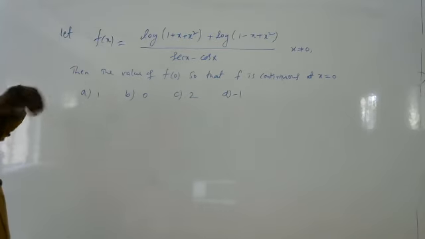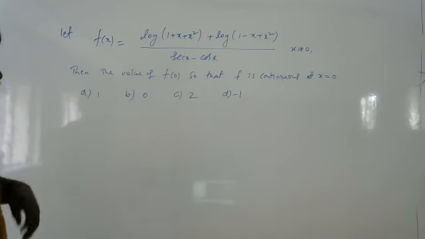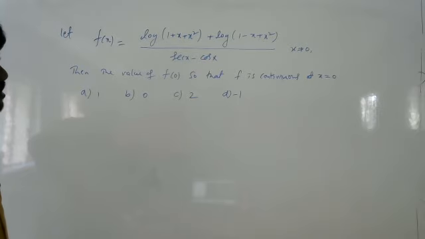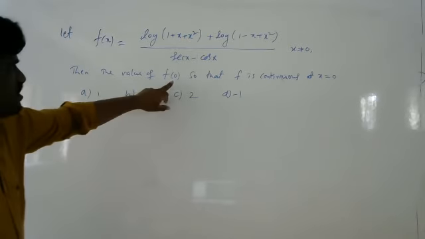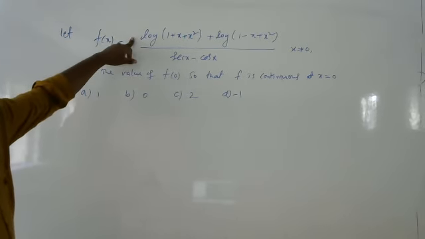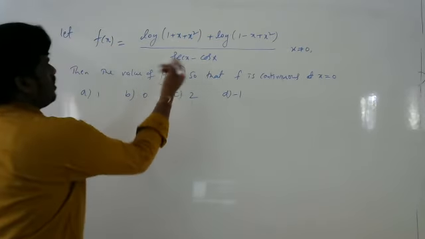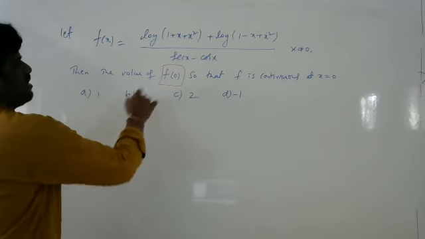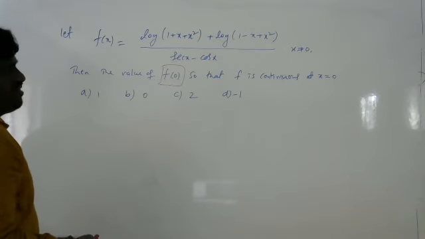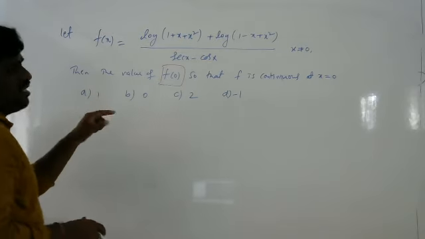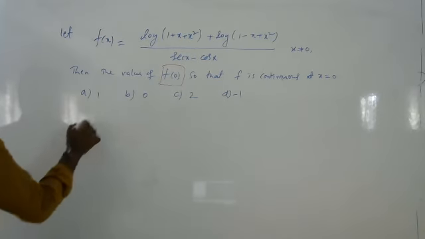So now listen here, f of x is equal to, the question is log 1 plus x square plus log 1 minus x plus x square upon sec x minus cos x when x is not equal to 0. Then the value of f of 0, so that f is continuous at x equal to 0. What value of f of 0 means the limit you have to find. If it is continuous, f of 0 will be equal to the limit of the function. Means he is saying indirectly to find the limit of the function.